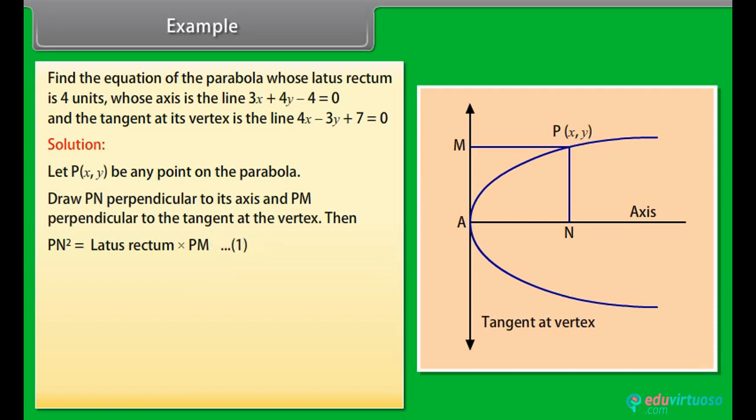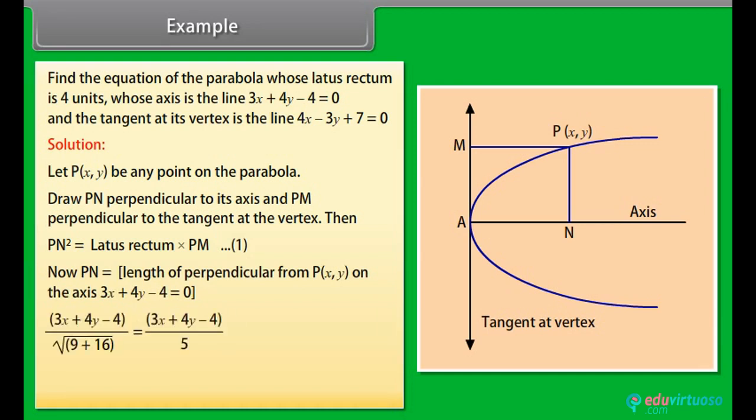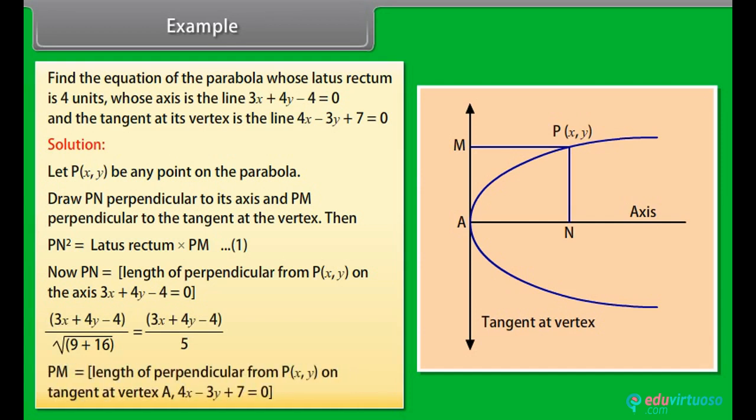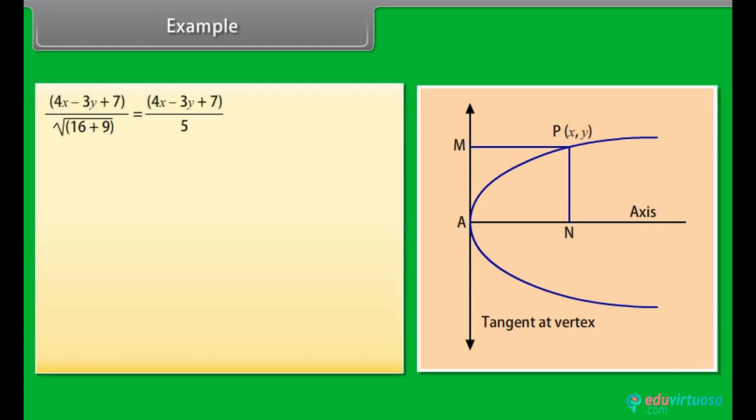That is equation 1. Now, PN is equal to the length of the perpendicular from P(x, y) on the axis 3x plus 4y minus 4 is equal to 0, which is (3x plus 4y minus 4) upon under root 9 plus 16, that is, (3x plus 4y minus 4) upon 5. PM is equal to the length of the perpendicular from P(x, y) on the tangent at vertex A, 4x minus 3y plus 7 is equal to 0, which is (4x minus 3y plus 7) upon under root 16 plus 9, that is, (4x minus 3y plus 7) upon 5. Latus rectum is equal to 4.